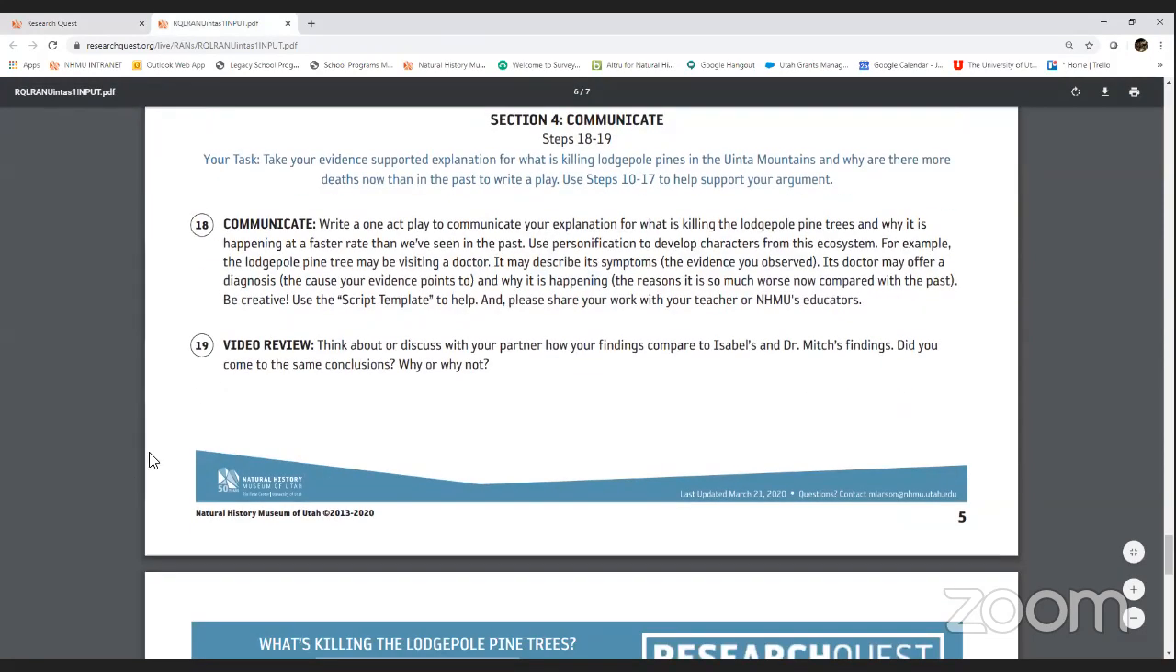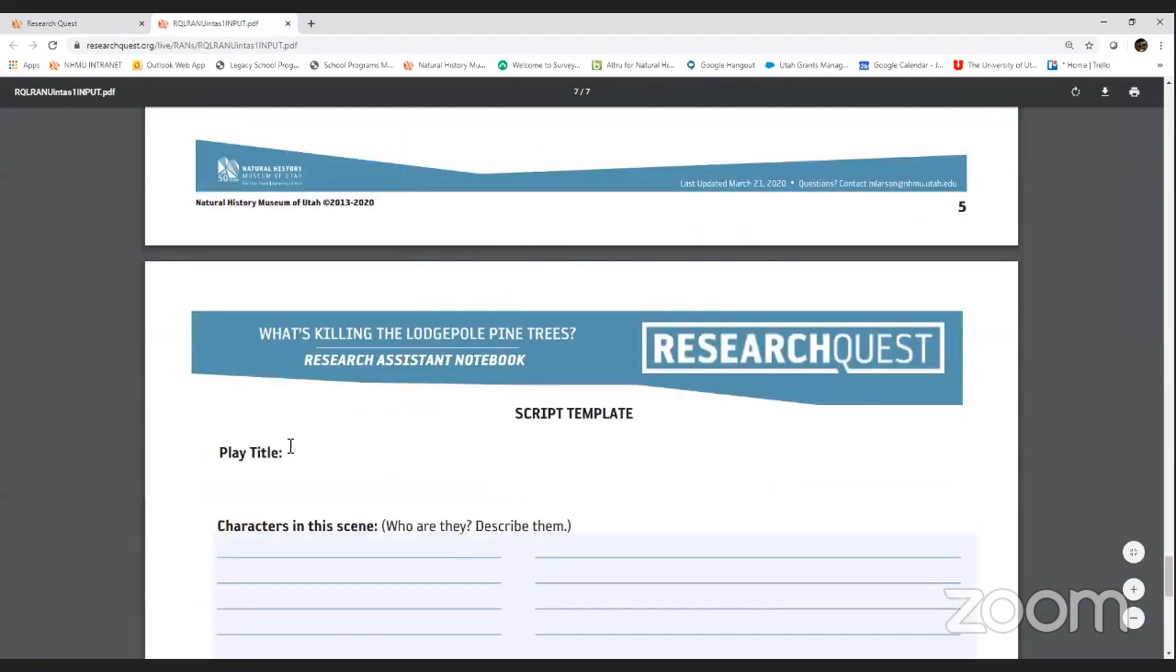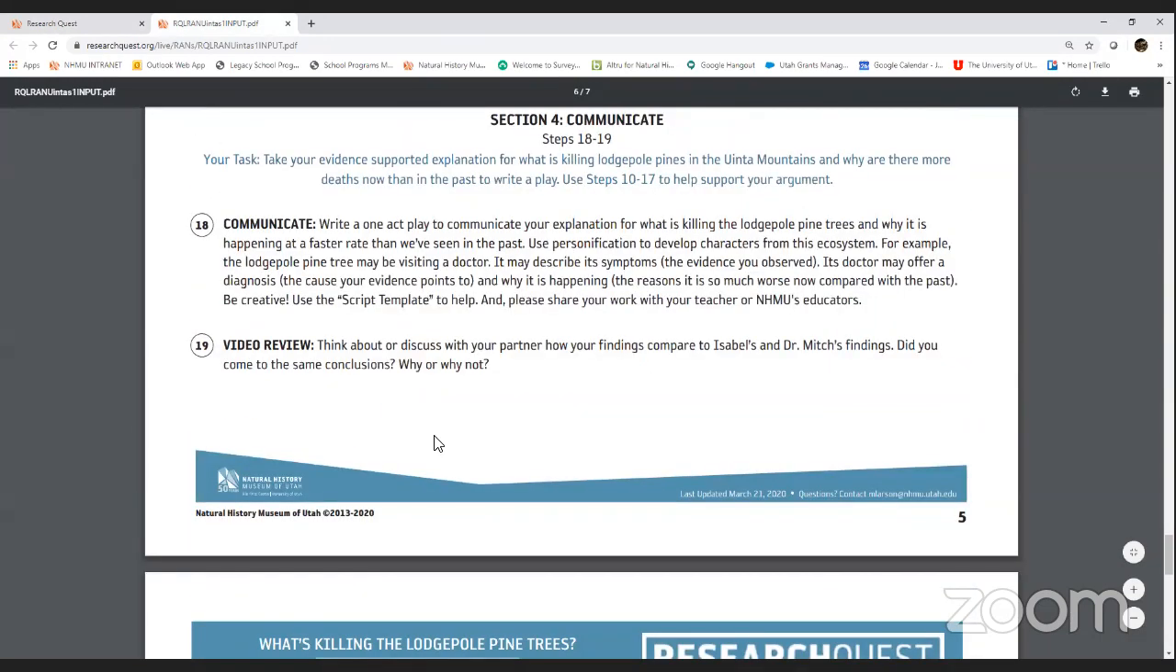Okay, so in my research assistant notebook, it says section 4, communicate, steps 18 and 19. Okay, during study hall today, why don't you go ahead and you can work on writing a short play to communicate your explanation for what is killing the lodgepole pine trees and why it is happening at a faster rate than we've seen in the past. You can use personification to develop characters for this ecosystem.